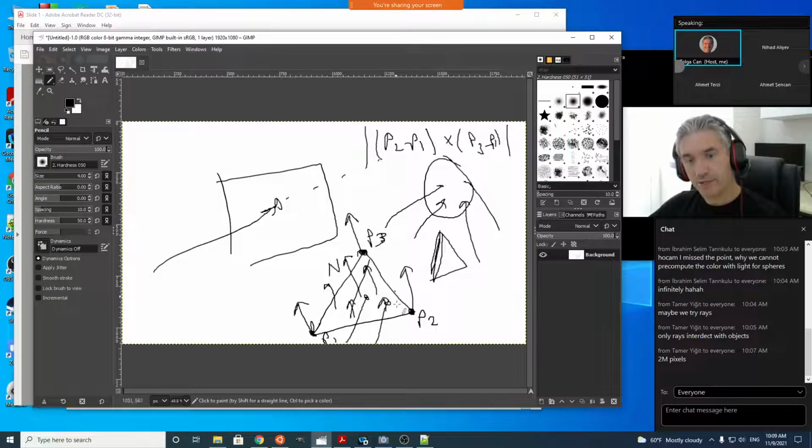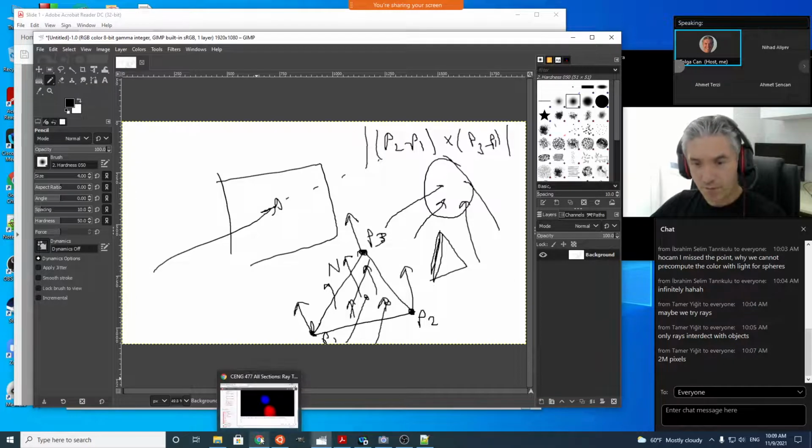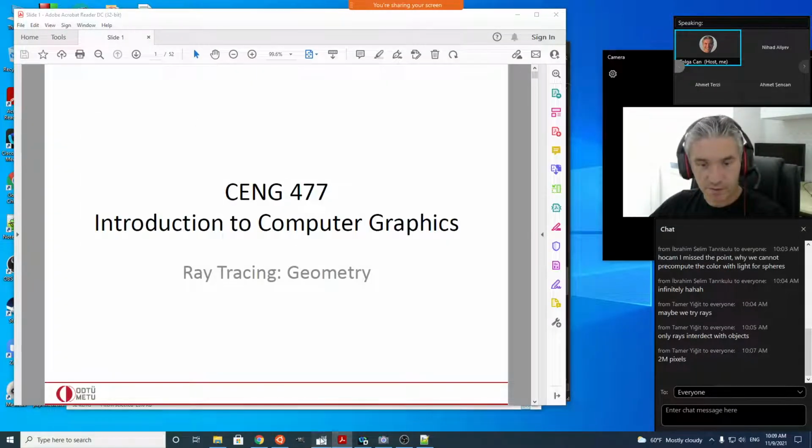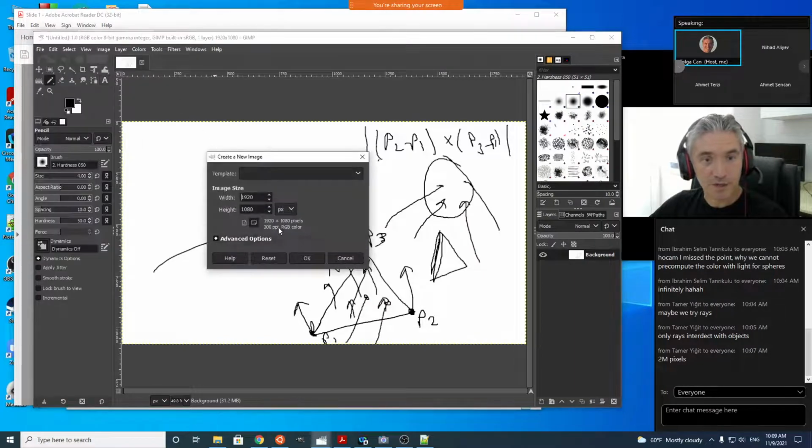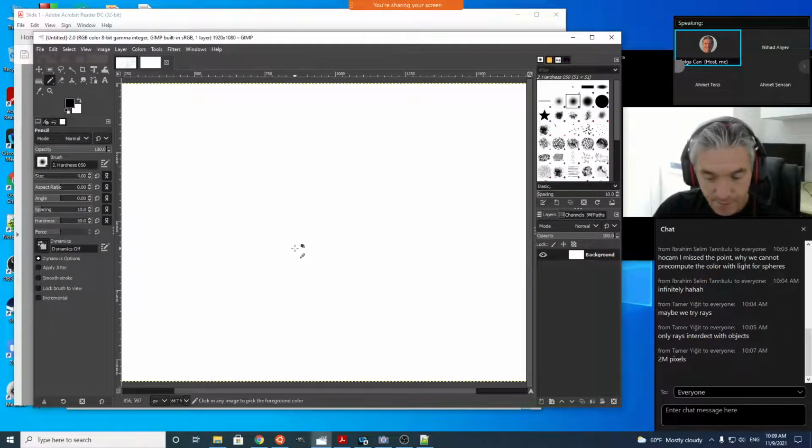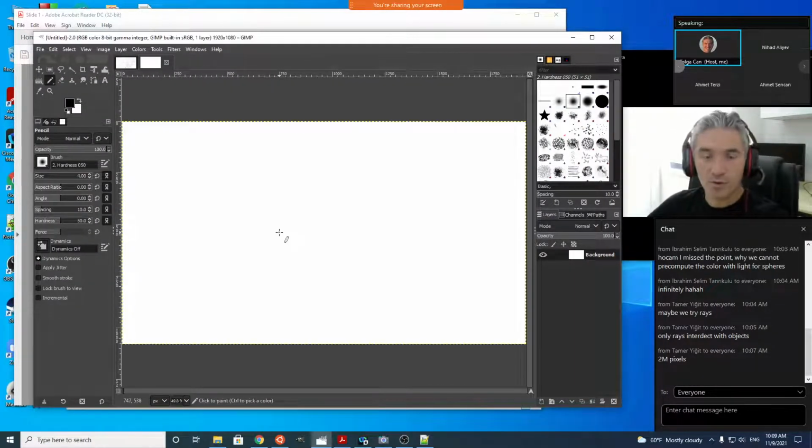So let's go ahead and now talk about how we can do ray-triangle intersection. I will first start with a slow but more intuitive method. Let me use my GIMP. Yeah, right here, it was already open. So let me get a new fresh whiteboard. So here's our question: we have a ray.